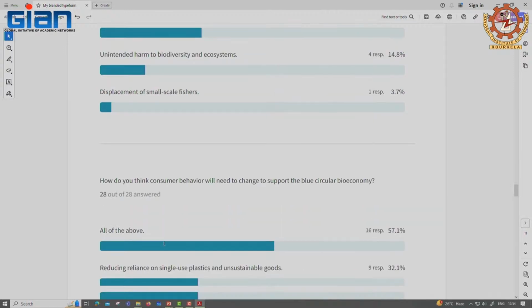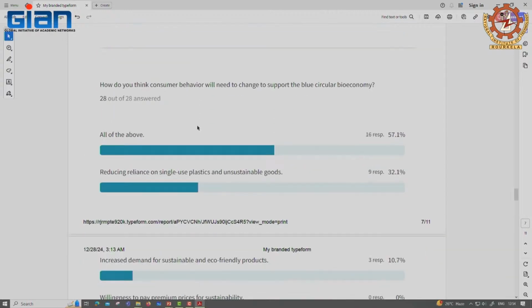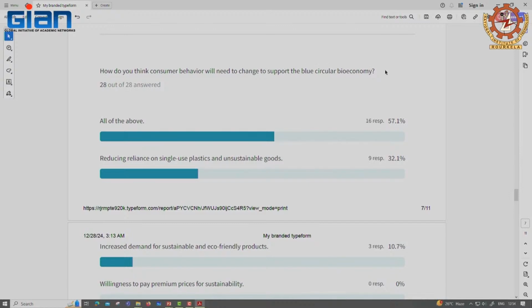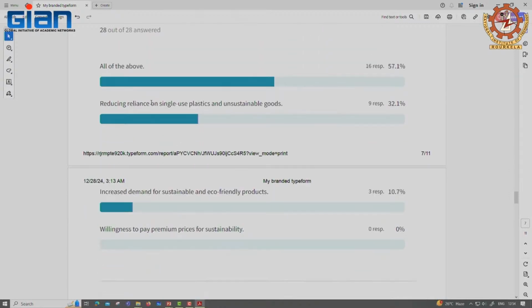Now, how do you think consumer behavior will need to change to support blue circular economy? Reducing reliance on single-use plastics, increasing demand for sustainable and eco-friendly products, willingness to pay premium prices for sustainability. Yeah, all of the above. So that's perfect.